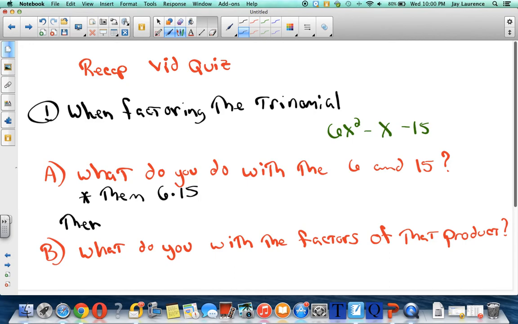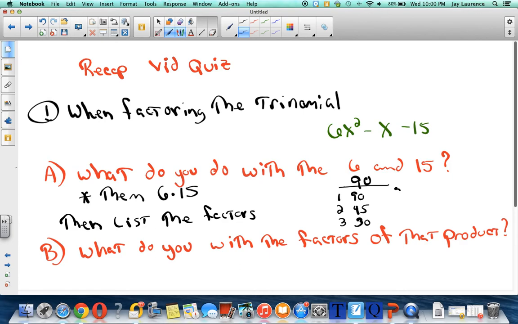Then list the factors of that number. So 6 times 15 is 90. There's going to be a lot of factors of 90. So I'm going to get 1 and 90, 2 and 45, 3 and 30.